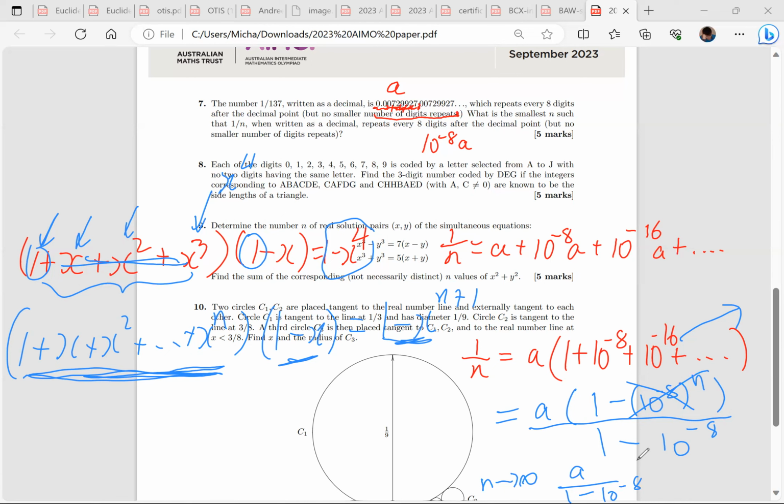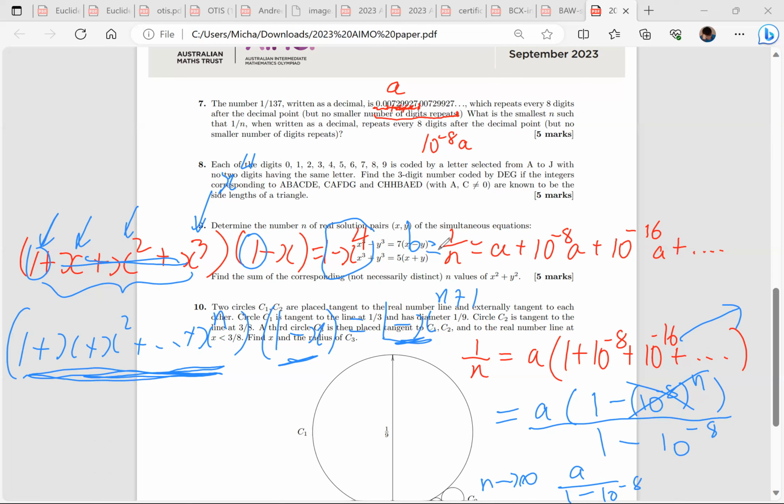Let's go. So let's just keep a as the same thing, and let b be 1 on n. Just call 1 on n b, right? Okay, so then you can do b minus b on 10 to the 8 equals, let's see, what does it equal?